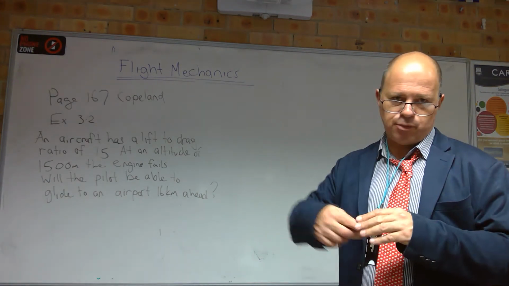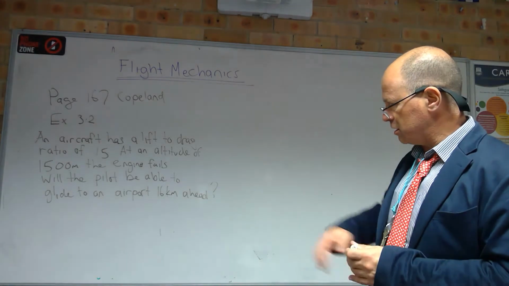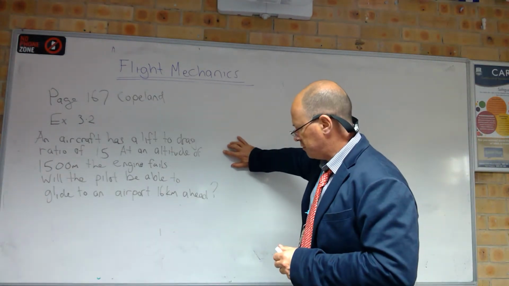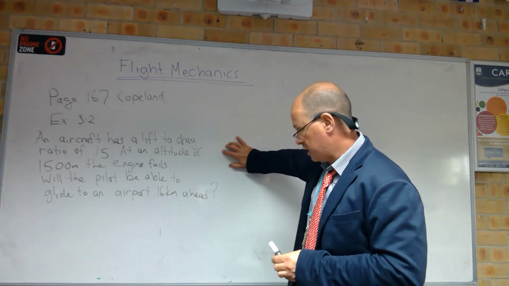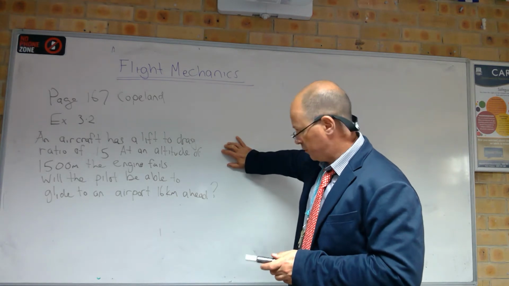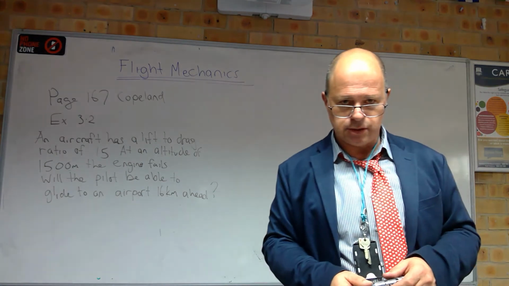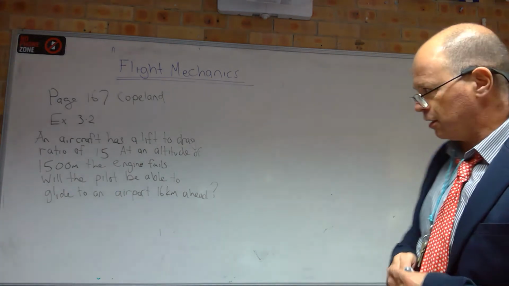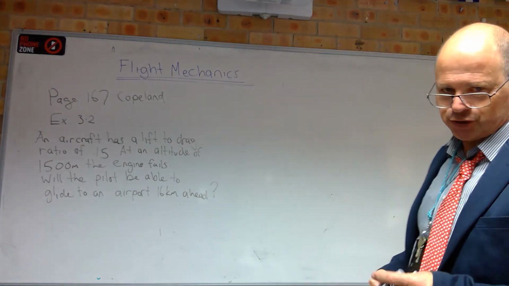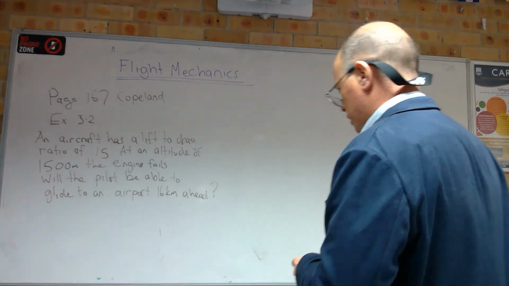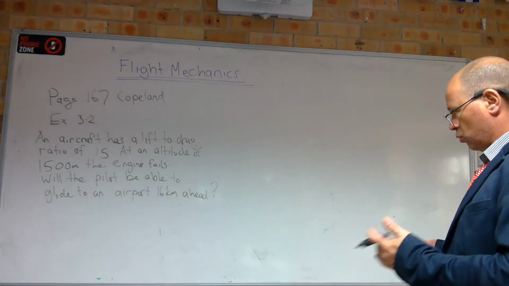Well, they might say the airport's this distance away. So in this instance, it said we have a lift to drag ratio of 15 at an altitude of 1500 meters, and we have an engine failure. Will the pilot be able to glide to an airport 16 kilometers ahead? Okay, so dire situation, engine failure on approach. So will we make the airport?